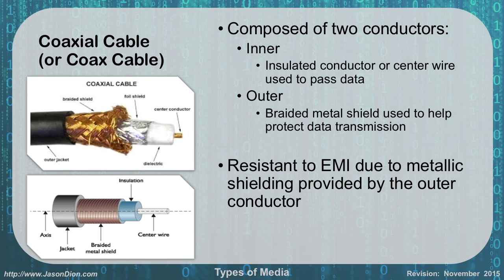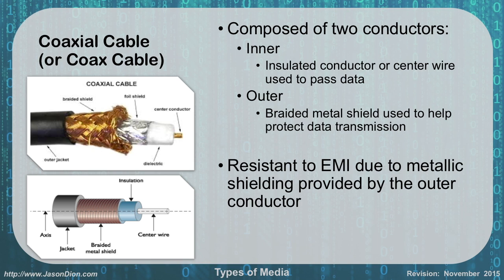Outside of that, you'll have this braided shield of metal that helps protect the data transmission by keeping the signals inside the cable. So it will reduce your EMI. This is resistance to electromagnetic interference because of this metallic shielding, and that is provided by this outer conductor. So in high EMI environments, coaxial cable can be useful.